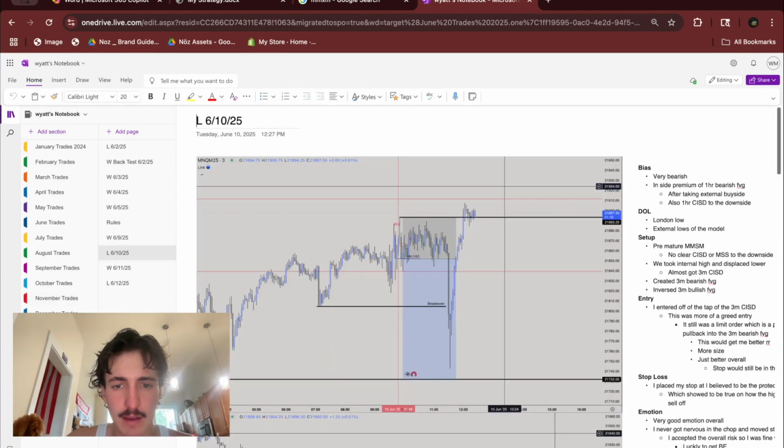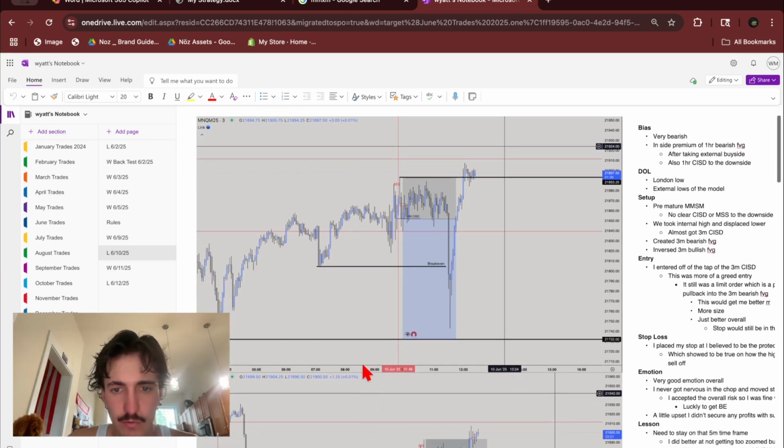I want to enter at that smart money reversal range, and I want to target the original consolidation or the draw on liquidity. So I want the higher time frame model to align. Let's look at an example.